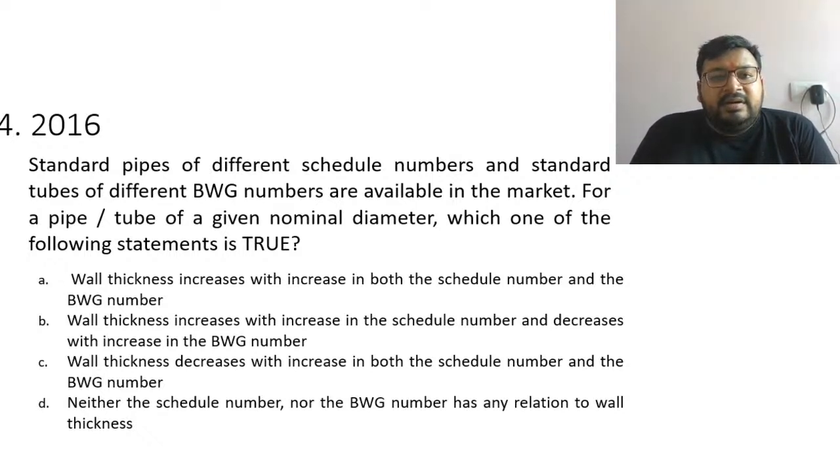So guys, there is a chapter in McCabe-Smith, and in that chapter the difference between the pipe and the tube is given. I think it's chapter number 8 in the fluid mechanics section of McCabe-Smith, before agitation and mixing.